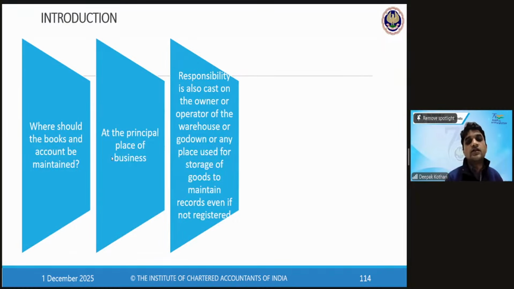The responsibility is also cast on the owner or operator of a warehouse. That's why we saw that MCQ, that a person who is not registered but has a godown or a warehouse, the responsibility is cast on him also to maintain the books of accounts. At least the records with respect to movement of goods, not full details like how a registered person keeps them, but records with respect to the movement of the goods.